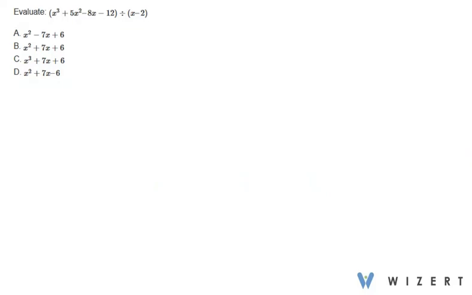We have this question here. Evaluate x cube plus 5x square minus 8x minus 12 divided by x minus 2. So we will perform polynomial division here. So we'll write x cube plus 5x square minus 8x minus 12 divided by x minus 2.